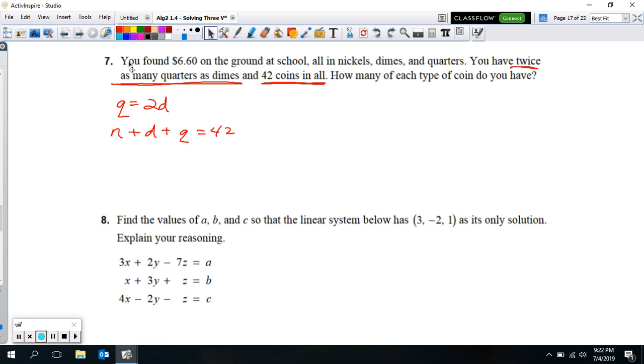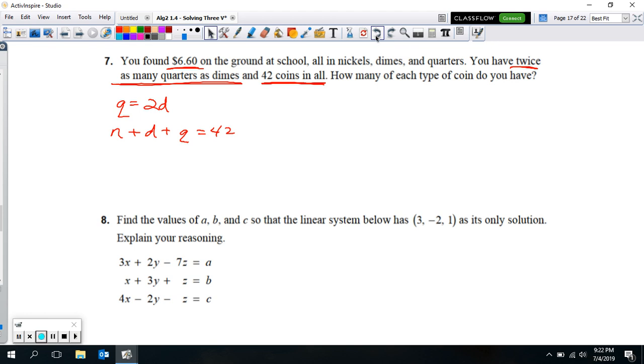And the last equation can come from the sentence right at the very beginning. It says you found $6.60. And we know how much a nickel, a dime, and a quarter are worth. So we can just go ahead and do that. From the $6.60, now the money involved, if we think of it in terms of pennies, that way we don't have to worry about the decimal. We can just make it 660 pennies.